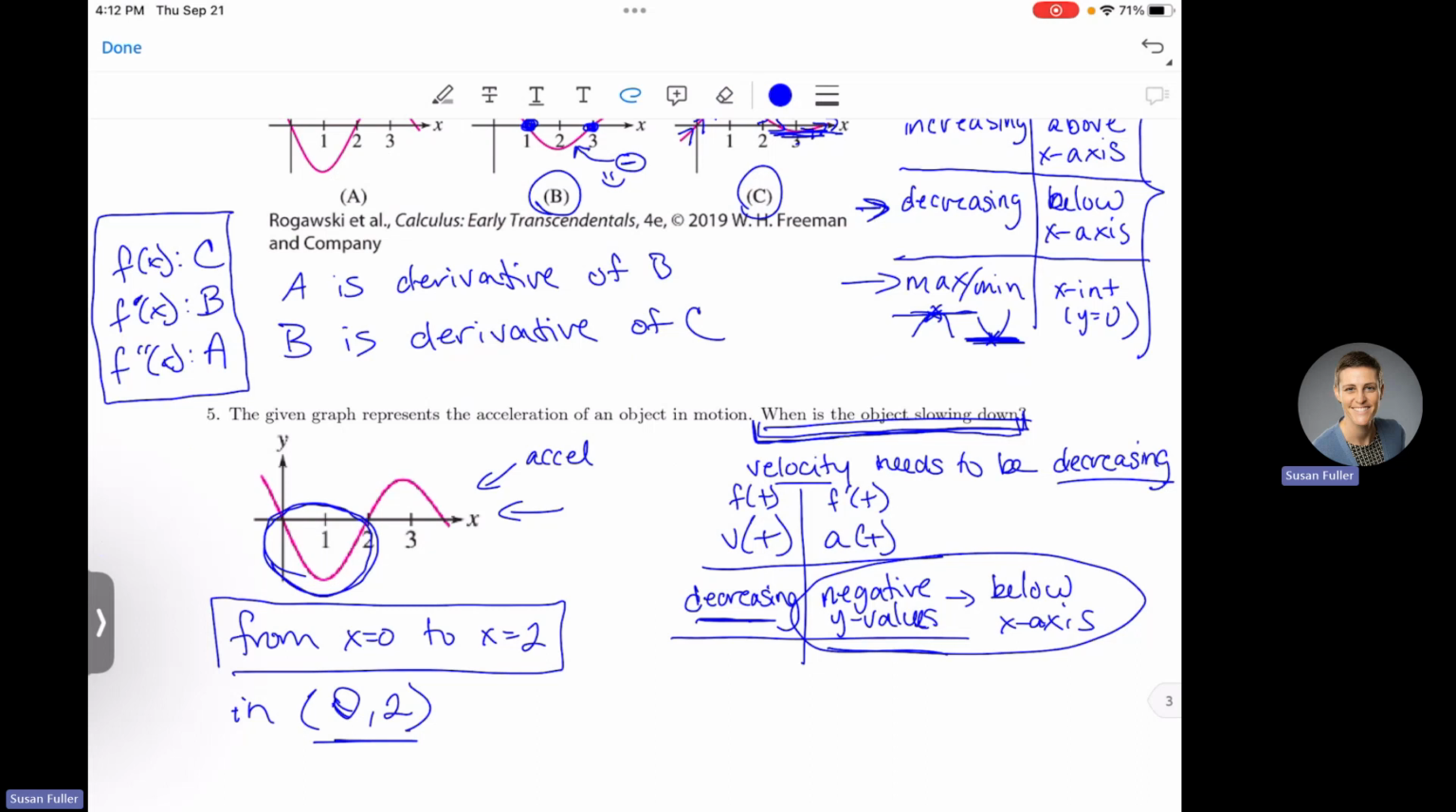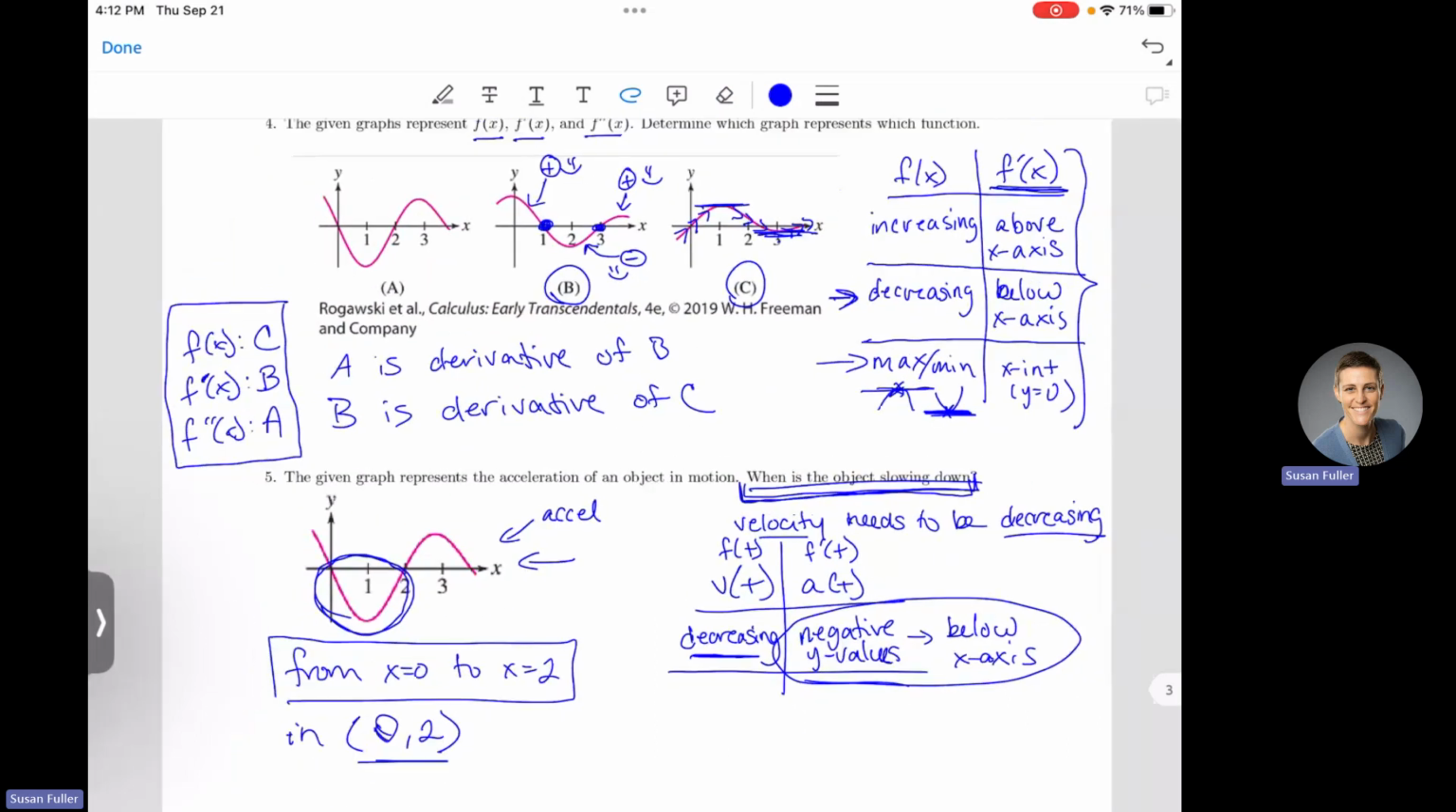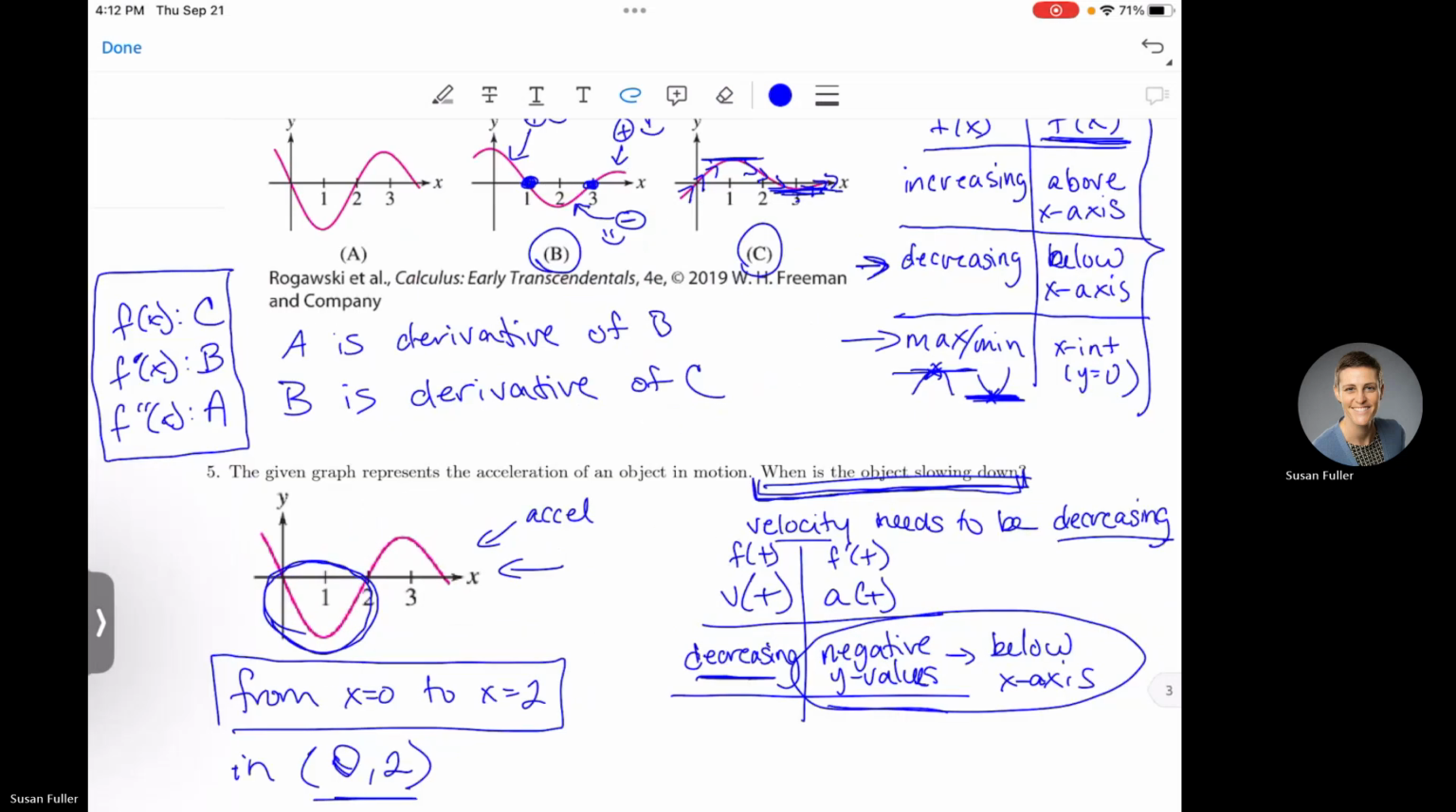Okay, hopefully that helps you kind of work through some of these questions in section 3.5. Again, it's a little confusing with the graph stuff. Keep working at it and you will wrestle it into submission.